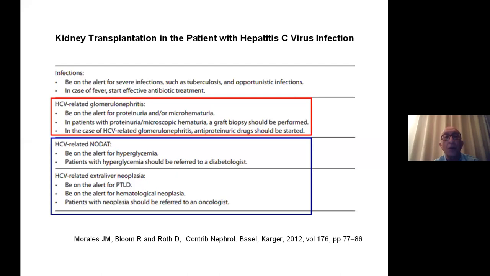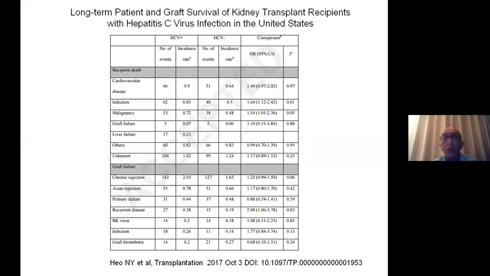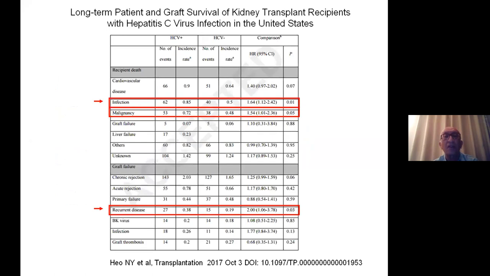In this study by Hugh in 2017, he could demonstrate a significant impact of infections, particularly in the early post-operative period. Moreover, he encountered an insignificant relation to occurrence of malignancy, but there was a significant relation to the occurrence or recurrence of the original disease among hepatitis C positive patients who were treated in the early post-operative period.